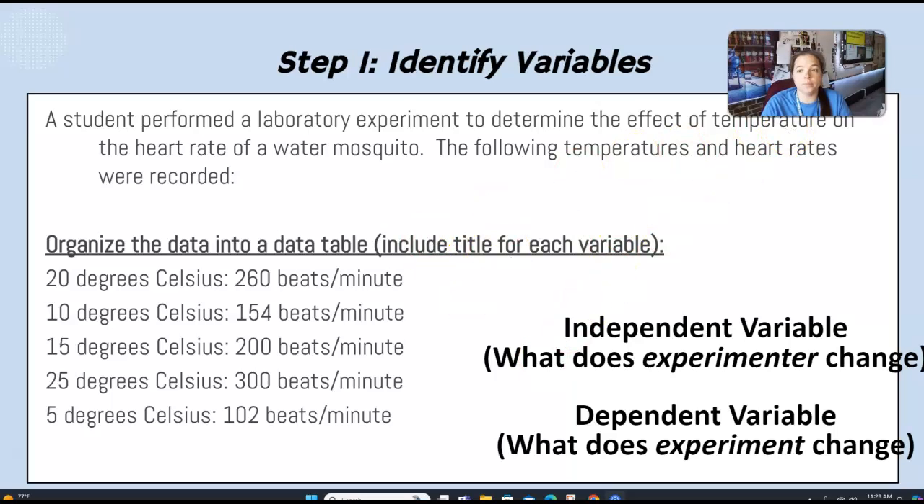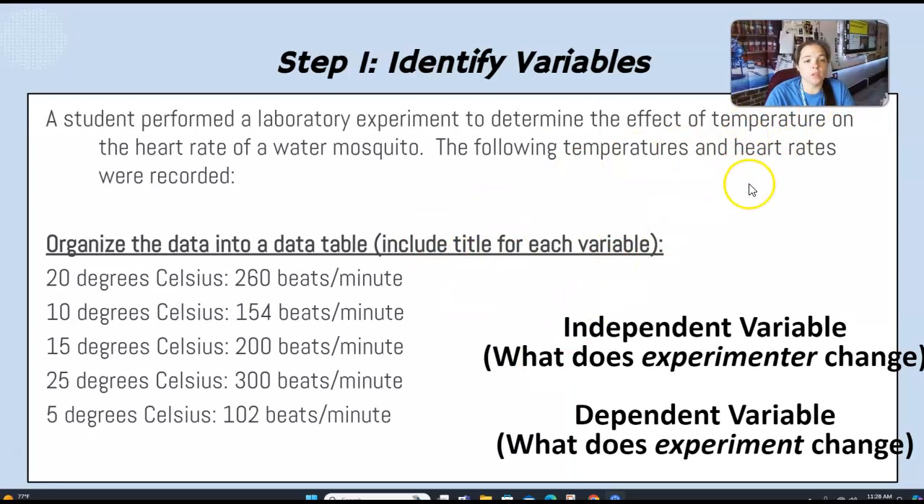All right. A student performed a laboratory experiment to determine the effects of temperature on the heart rate of a water mosquito. The following temperatures and heart rates were recorded. Organize the data into a data table. Include the title for each variable. Independent, what changed? Dependent, it's supposed to be measure. That's weird.